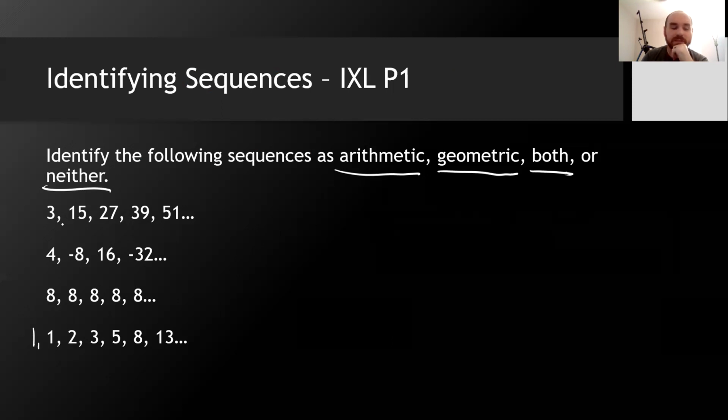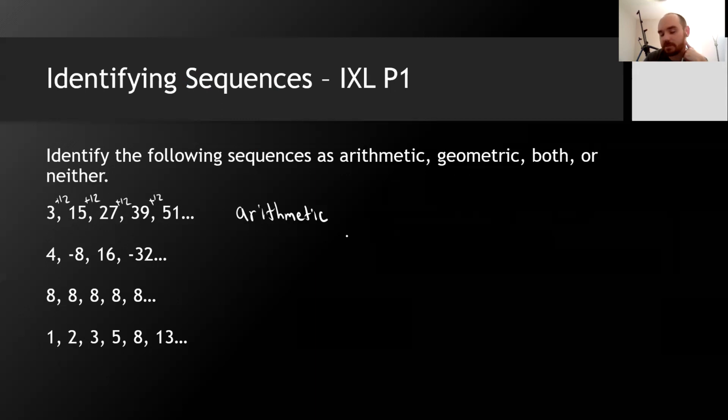But anyway, if we look at this one, we have 3, then 15, then 27, then 39, and then 51. So hopefully you notice that if we multiply by 5, that would become 15. If we multiply this by 5, we definitely don't get 27. So we can immediately rule out geometric. That's not going to work. We have to add 12 to go from 3 to 15. If we add 12 again, we do go from 15 to 27. We add 12 again, we go from 27 to 39. And again, we add 12, we will get to 51. So this, since we're adding 12 every time, is an arithmetic sequence. So that's number 1 done.